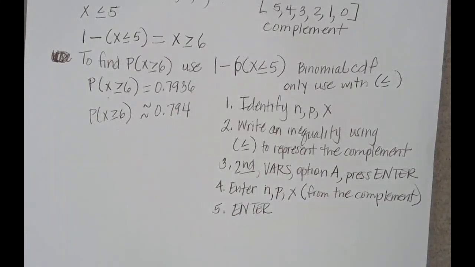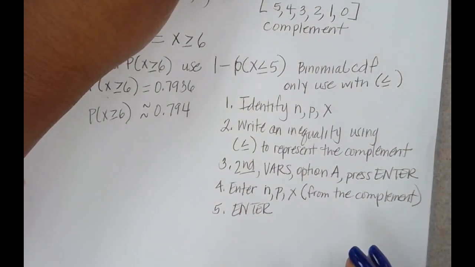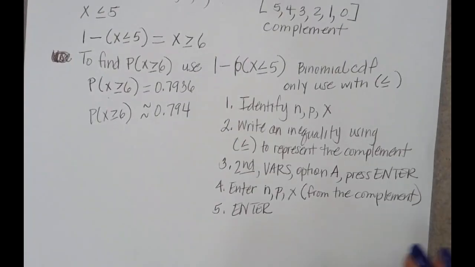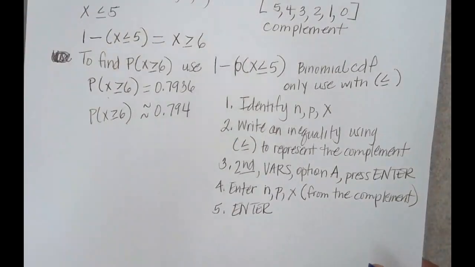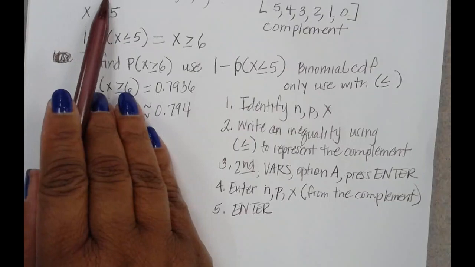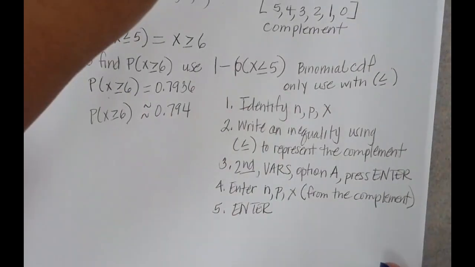Alright. The next one is we're going to find P of X is less than 4. So you see we have one where we had the greater than or equal to symbol. Now we're going to look at, well, what do I do when I have a less than symbol?